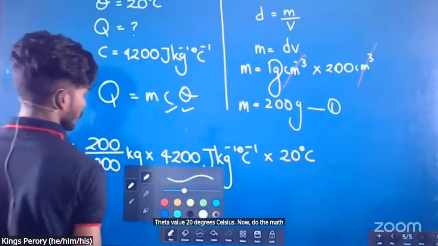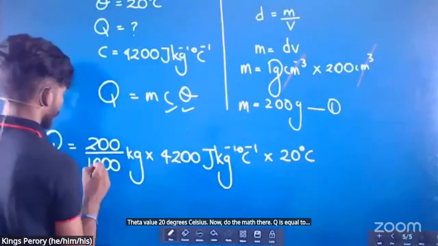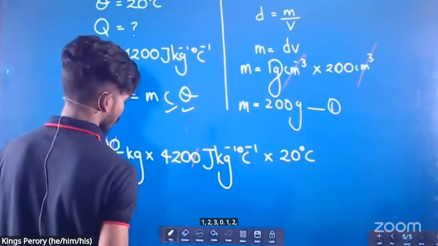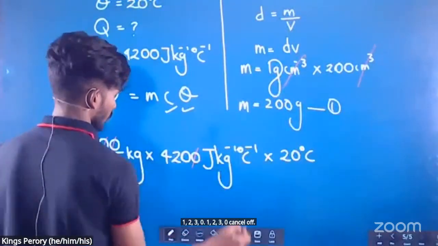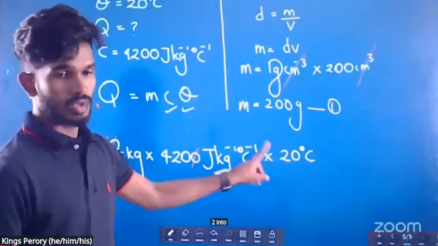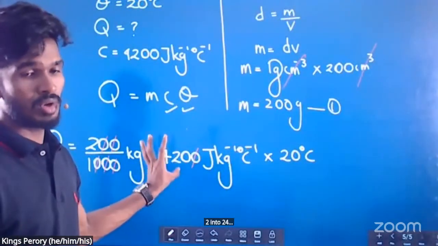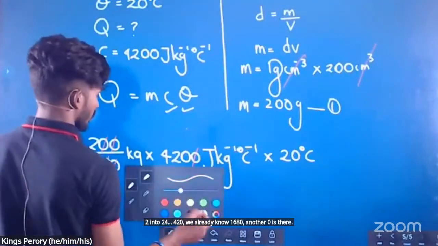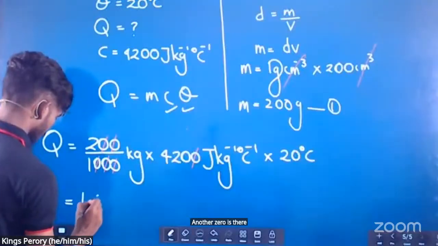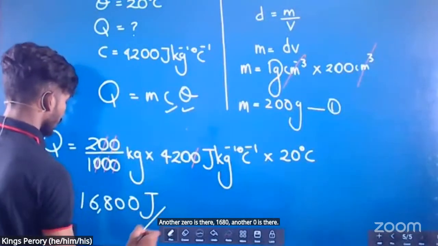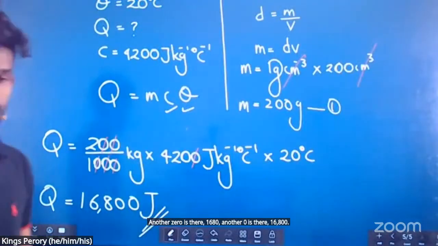Now do the math there. Q is equal to 200 over 1000, the zeros cancel off. 2 into 2, 4. 4 into 4, 420, we already know 1680. Another 0 is there. 16,800 joules. Those who got this answer?